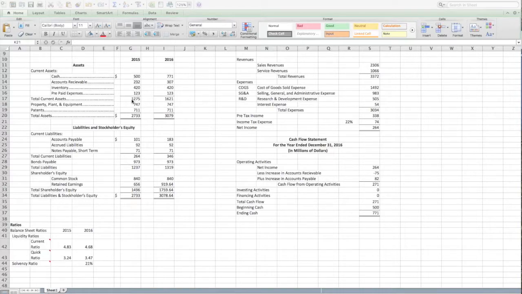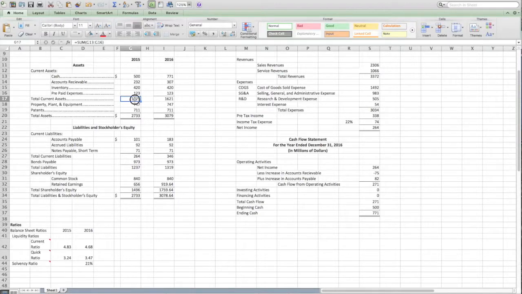But in the current ratio, we take all those, add them up, and then we compare them to the current liabilities. So here we've got the sum of those numbers, right? And then here it's the sum of these numbers. And so this ratio is basically just taking this number, the current assets, and dividing it by the current liabilities. So that's the formula there. I'm just grabbing G17, this number here, and then dividing it by G27. And so that comes out to be almost 5, 4.8.